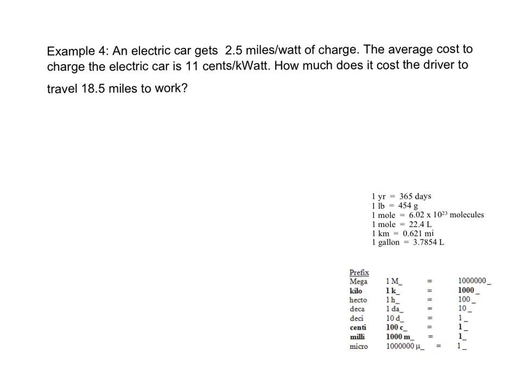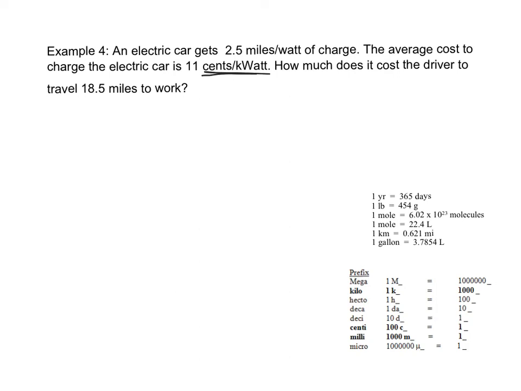So we talked earlier about how can we identify conversion factors in story problems and word problems. Well, what you're really going to look for, again, are any of these units where you have something per something or something over something. So we have 2.5 miles per watt. That's going to be a conversion factor.